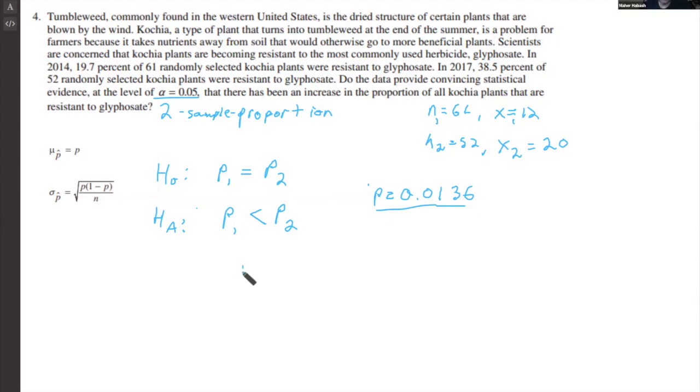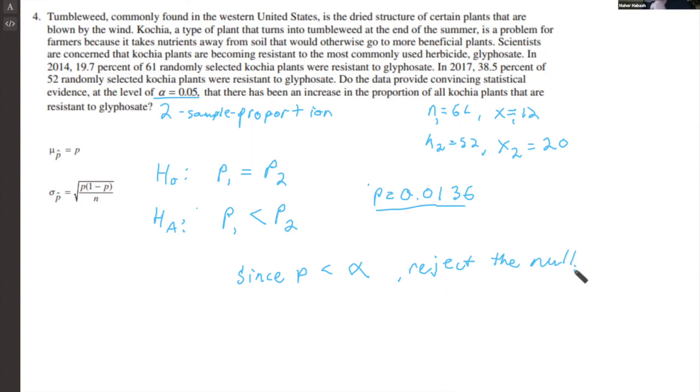Exactly. So since P 0.016 is less than alpha, which means it's really unlikely that this happened if the null were true, we don't think the null is true anymore. Reject the null, and we can't end there. That's not going to get our points.